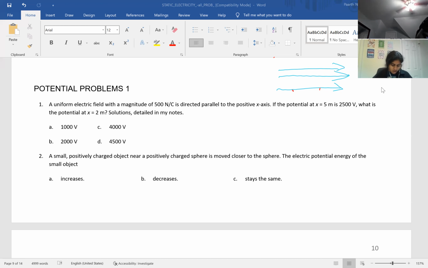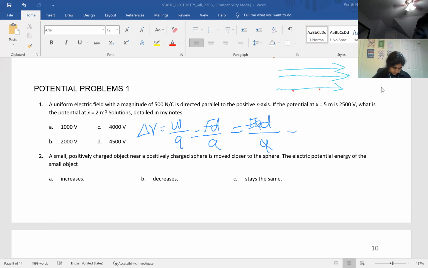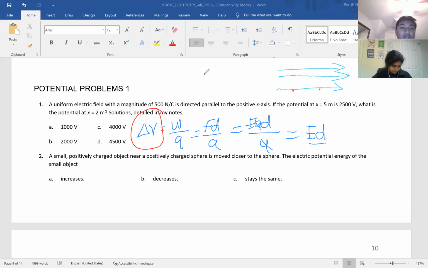So the change in V is equal to work over the charge, right? Which is then equal to the force times distance over the charge, which is then equal to EQD over Q. Q's cancel out, and you're left with ED. Now that I have the expression, I can see what I need to plug in to find the change in V. And remember, this is really important, that it's the change in V, because that's important to answering the question.